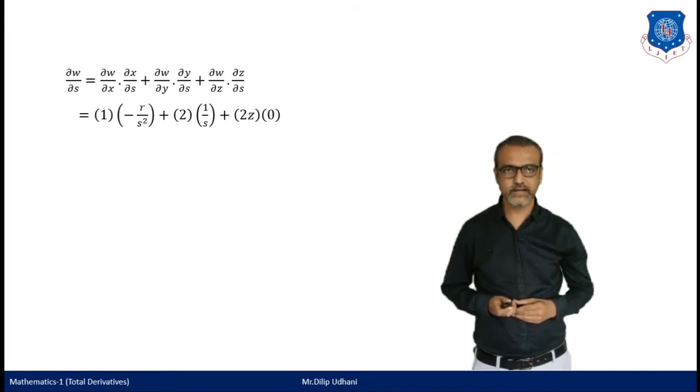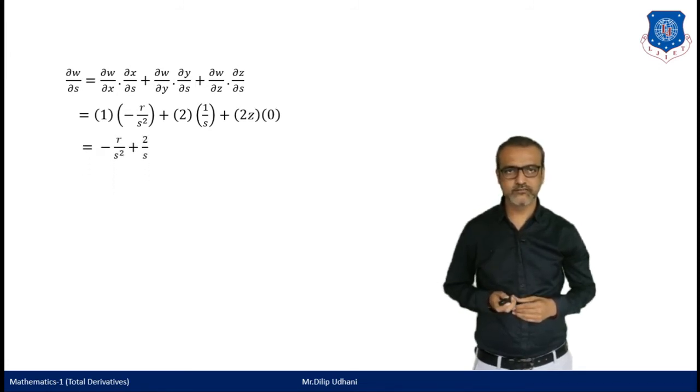Then for del y by del s, y equals r square plus log s. So r square is constant and its derivative will be 0, and the derivative of log s is 1 upon s. Now we will find del z by del s, and z equals 2r. So 2r will be constant, so its derivative will be 0. And if we multiply 2z by 0, the result is 0. And the simplification is minus r upon s square plus 2 upon s. So this is del w by del s.